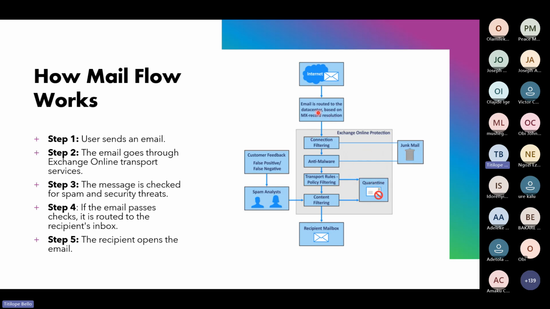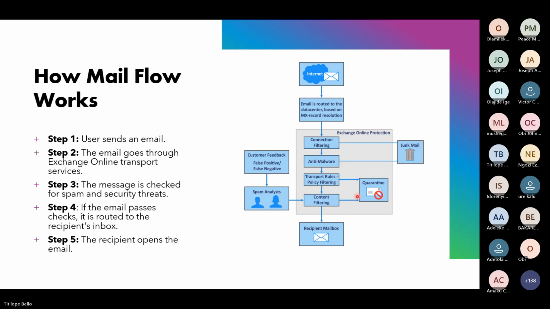So once Exchange Online Protection confirms that the email is secure to be released to the user, it passes it to the Exchange Online server back. And the Exchange Online server drops the message in the recipient's mailbox, that's the mailbox of the user or of the receiver of that message.